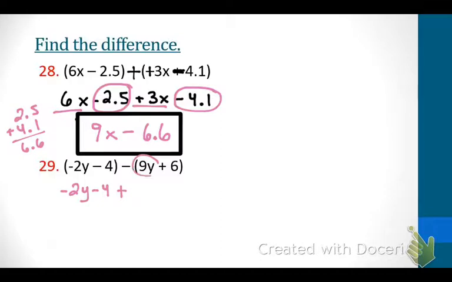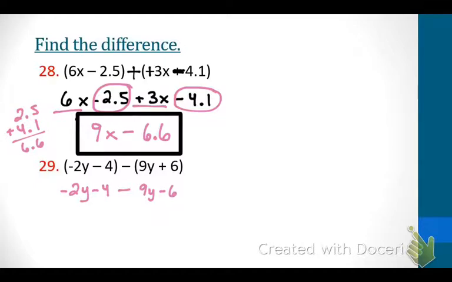What do I have to do now to my positive 9y? It's going to become a negative 9y. What do I have to do to my positive 6? You have to change it to a negative 6. Now I've got this tricky thing. What happens with the plus minus side by side? The negative one always wins. When you're adding a negative, it means you're subtracting.